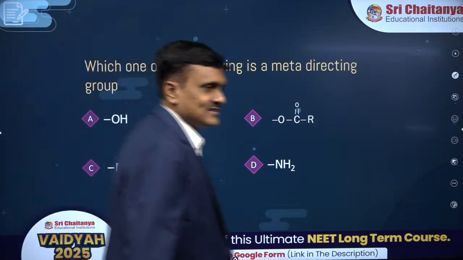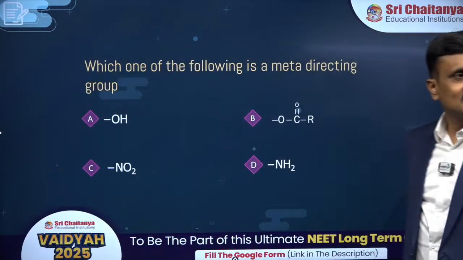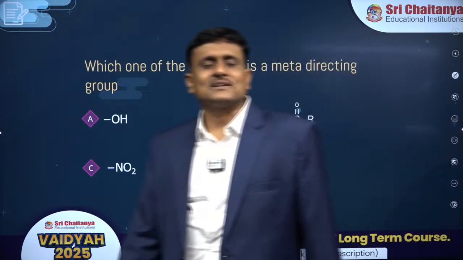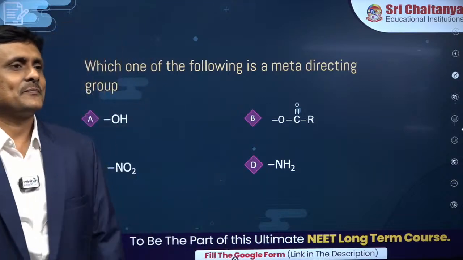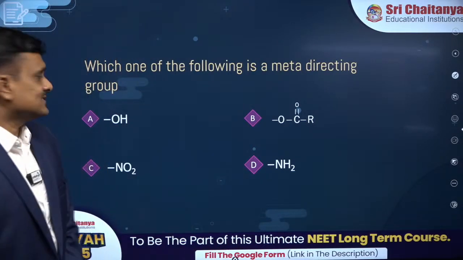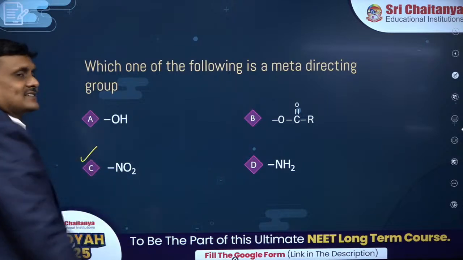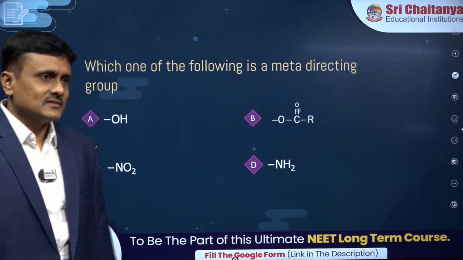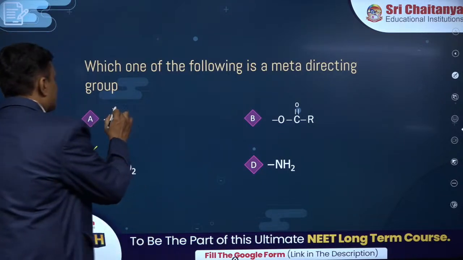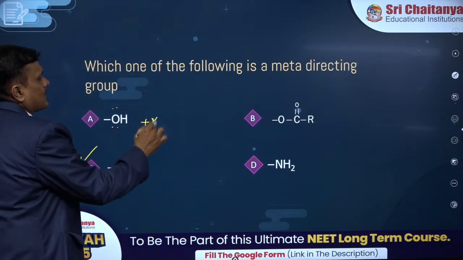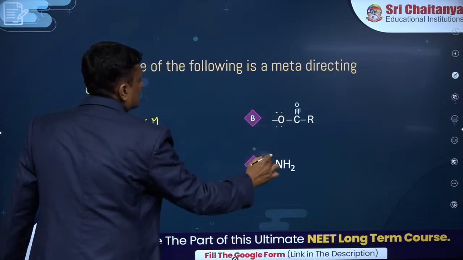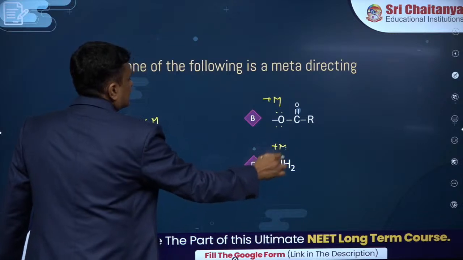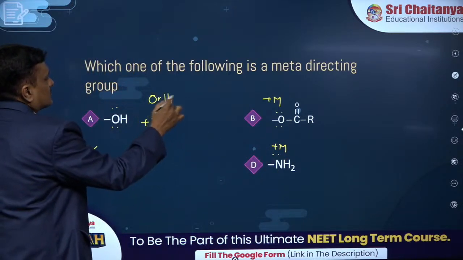Direct question, no? Meta directing. How would you predict? Come on, tell me. Doraemon, could you please tell me how you would predict a meta directing group? C. Excellent. How could you say that? Yes, brilliant. Any group that has a lone pair shows plus M. Oxygen has a lone pair, nitrogen has a lone pair. Any group that shows plus M is ortho-para-directing, isn't it? Ortho, comma, para.